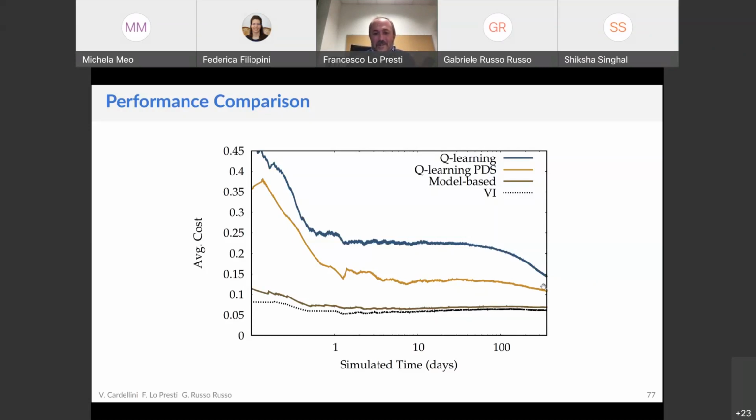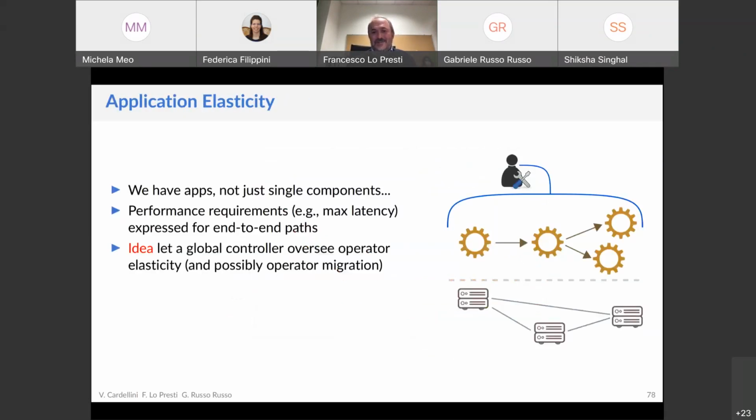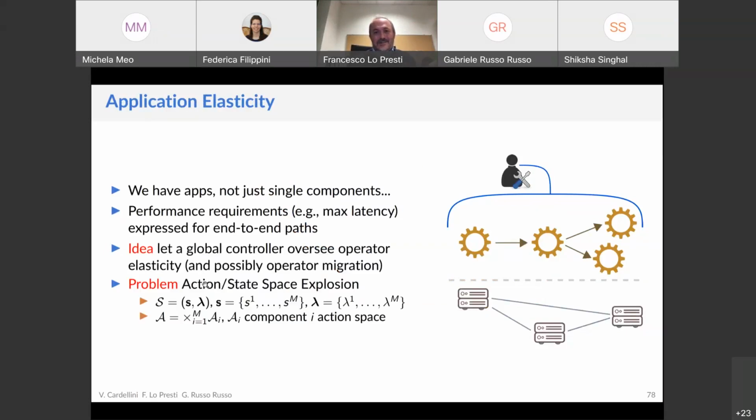Why do we care about this? Because in our setting, we have apps. We don't have just single components where everything was easy to deal with. The performance requirements scale to the entire application. So I might be interested in the maximum latency. And the idea is that I have a global component that oversees the entire application. In this case, I can just replicate what I just told you, just changing the model.